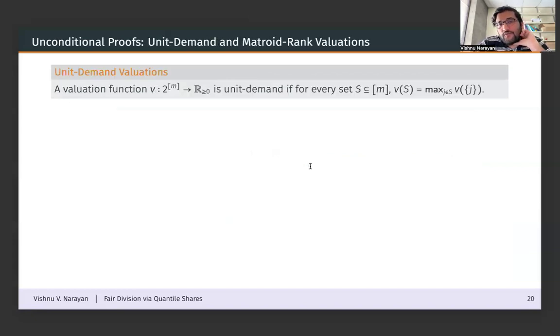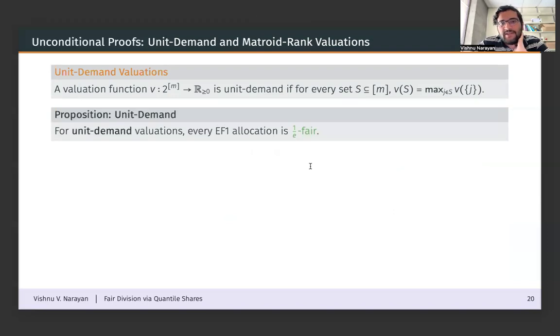We also show for unit demand valuations and matroid rank valuations a tight bound. A valuation function is unit demand if for every set, my value for the set is the maximum value of a singleton. And we solve this problem completely. Again, every EF1 allocation is 1 over e fair, and these are known to exist, of course, EF1 allocations.